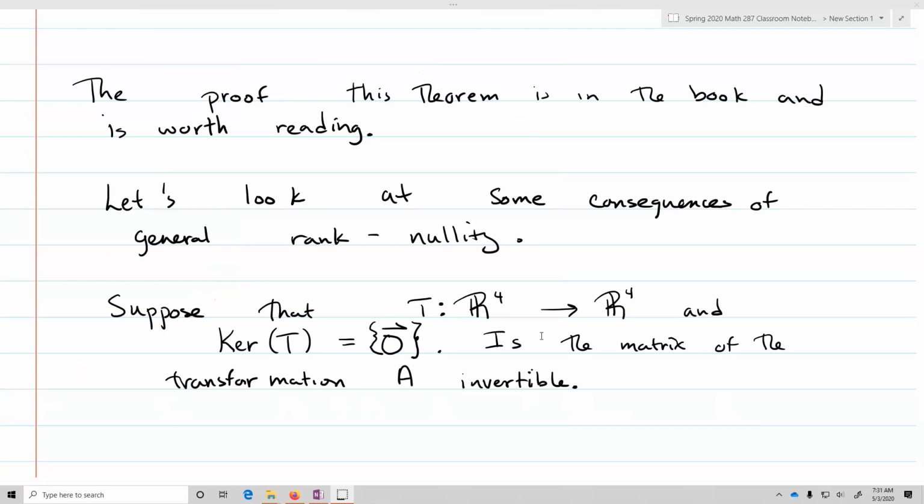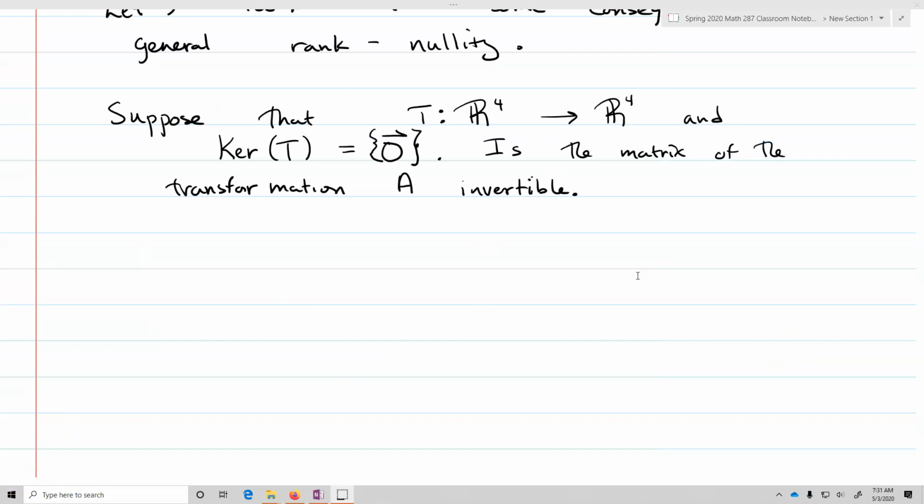The proof of this theorem is in the book, and it is worth looking at and reading. For the purposes of what we're going to do throughout the rest of this video, I'm going to take a look at some ways that we use rank nullity in order to say some things about the matrices or about the linear transformation. So let's take a look at some consequences of the general rank nullity. So suppose that T, R4 onto R4, and kernel of T is equal to 0. Is the matrix of the transformation A invertible?